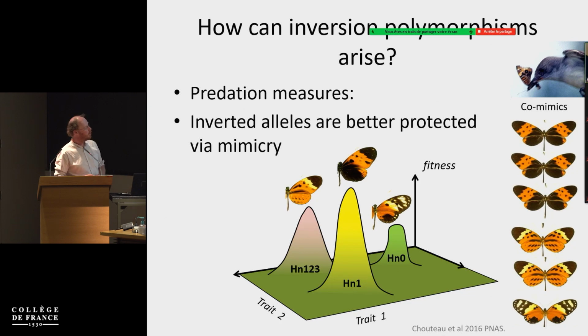Predation measures showed that indeed those inverted haplotypes have an advantage in terms of mimicry and survival as adults. I'm not going to talk too much about that. But the inversions bring better protection, probably through coadaptation.